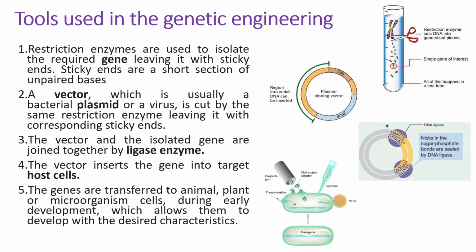Now certain tools are required. Which are those tools? The first tool is restriction enzyme. So restriction enzymes are used to isolate the required gene, leaving it with sticky ends. Sticky ends are short sections of unpaired bases.